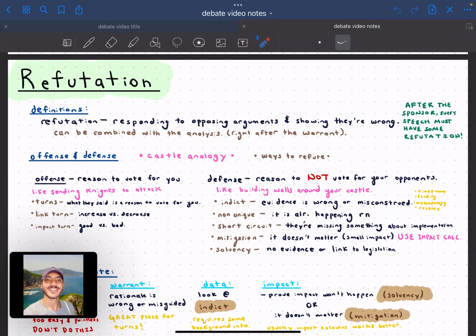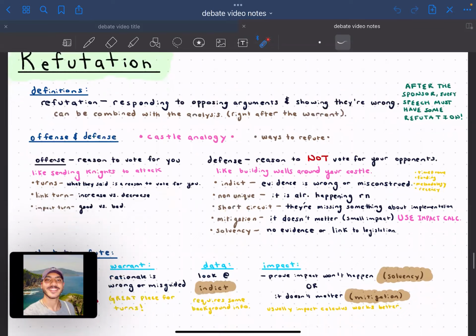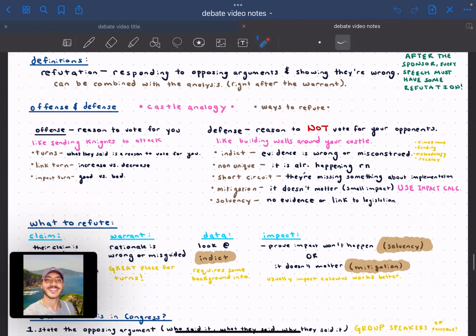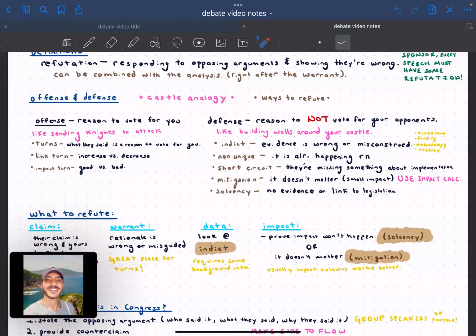Okay, so let's talk about this idea of offense and defense, because that's really critical when we're talking about refutation. In pink, I've written a bit of a castle analogy, and in brown, ways to refute. So offense is a reason to vote for you. This is another definition, right? Offense is the reason that you're right. And the castle analogy is like sending knights to attack. It's like you're sending other people to attack on behalf of your kingdom, showing that there's a reason to vote for you, that you are right, right?